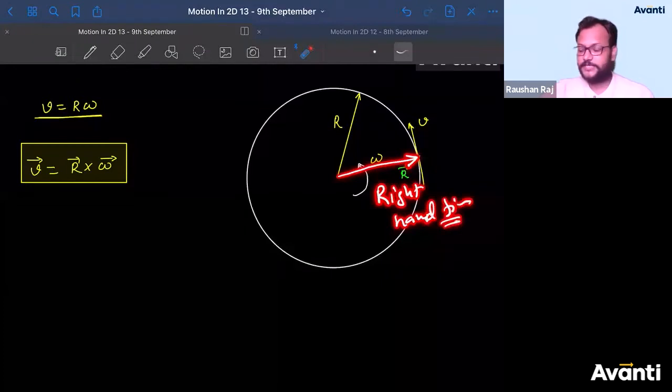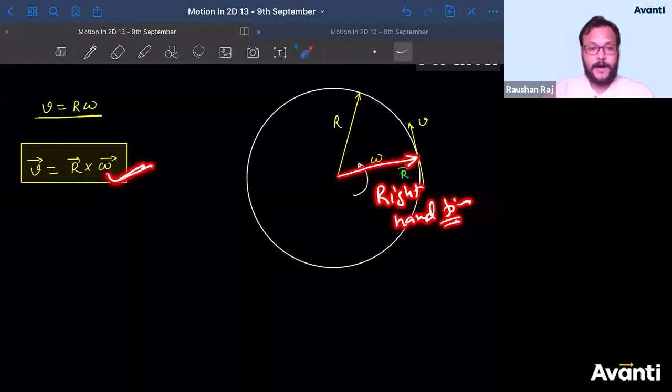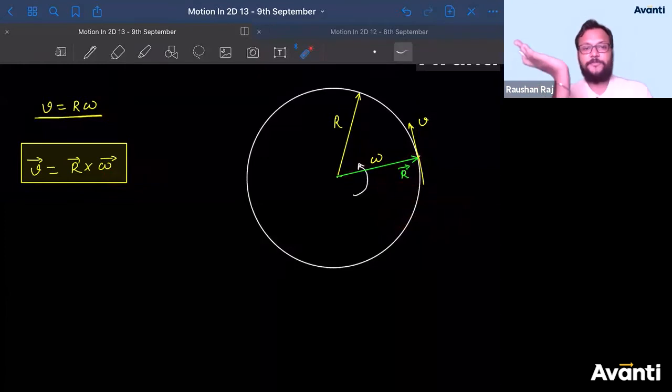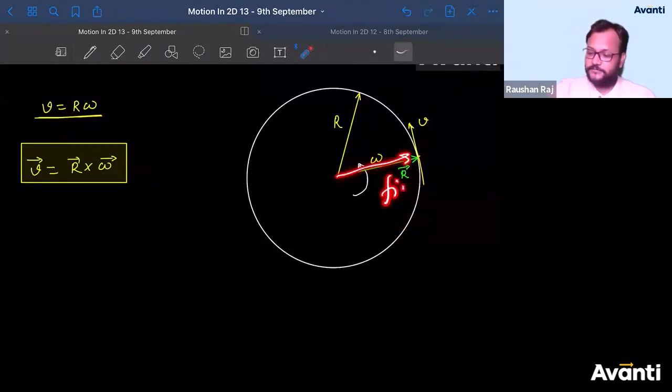All right. Now curl it towards the second vector, in such a way that the palm should be facing towards the second vector. Where is the second vector? Out of the plane. So your palm should be facing out of the plane. So this is the finger direction, and the palm should be out of the plane.